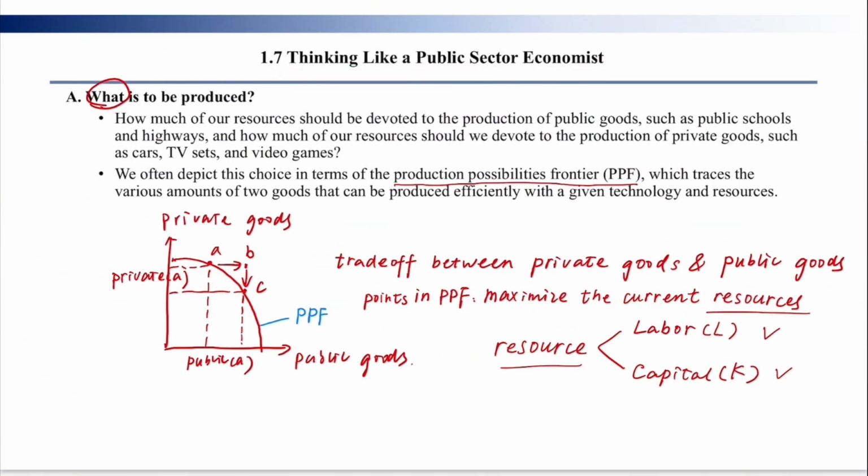Okay, and how to think like a public sector economist? We need to think about what is to be produced. We need to decide whether to produce private goods or public goods. If we increase the private goods, then the public goods will decrease because our resources are limited. We have limited labor, we have limited capital, so we need to trade off.